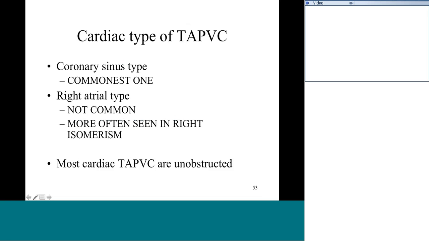Most of the cardiac TAPVCs are in general unobstructed. I already mentioned the reason. The pathway between all the four pulmonary veins into the cardiac chamber is very short. So when it is short, there is no resistance. Most of the time it is not obstructed.